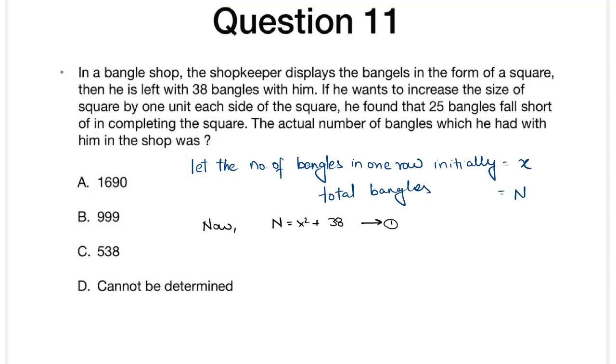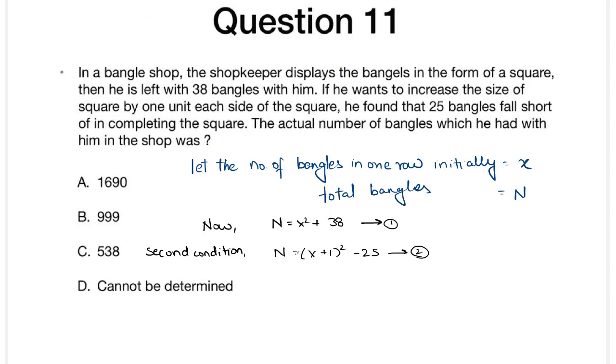For the second condition, let us take what he said. He found that 25 bangles fall short. That means from the initial, 25 bangles are falling short. So let us take an increase in the size of the square. It will be taking the square and then minus 25. So these are the two equations.